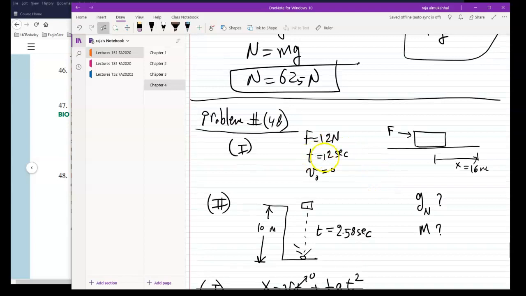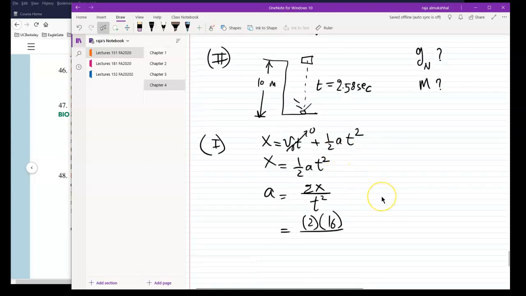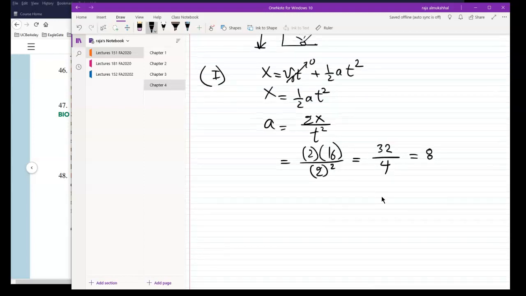He said the time is what? 2 seconds, so that's 2 squared. So that's 32 over 4, which is 8. I should have known that. That was dumb, I actually used the calculator for it. Anyway, we have here the acceleration: 8 meters per second squared.